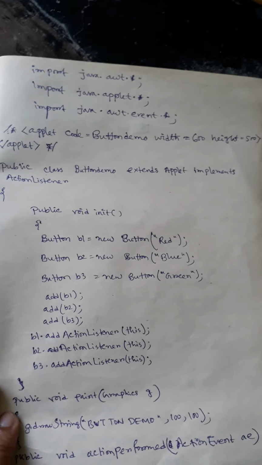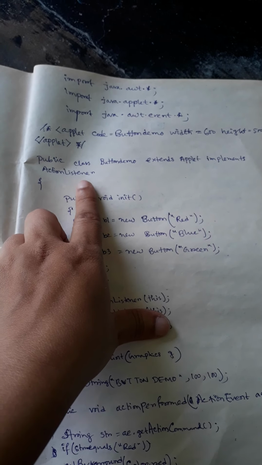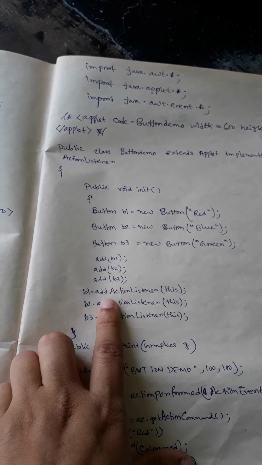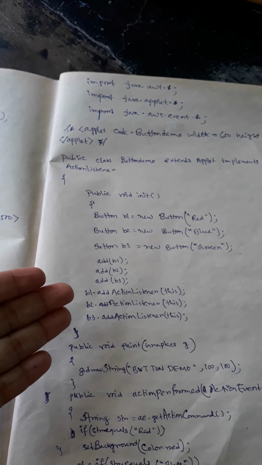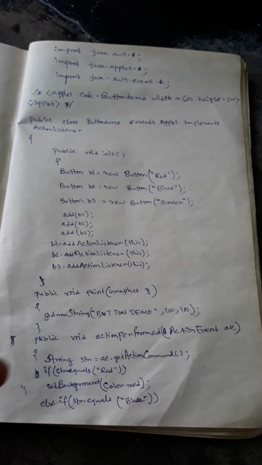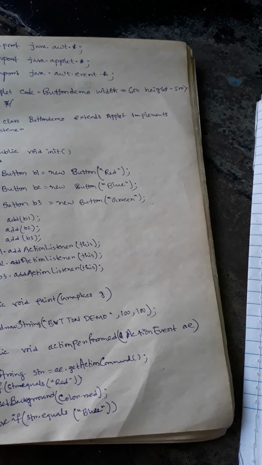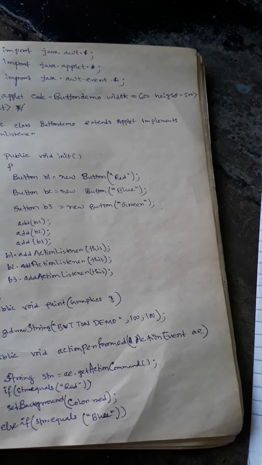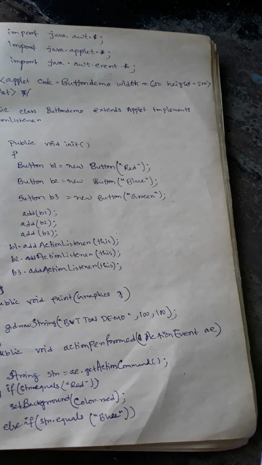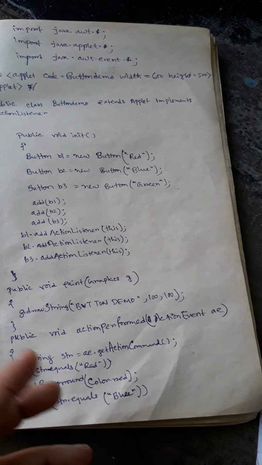Button, here the button syntax is the same, add button, and here the ActionListener interface is used for handling the event, and using the addActionListener method, those button objects will be handled. So here if the string matches red, then after clicking the red button, the background will be red. After clicking the blue button, the background will be blue. After clicking the green button, the background will be green. This is the action performed using those methods.